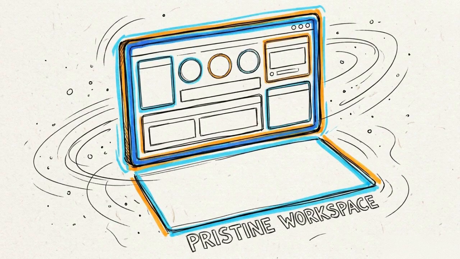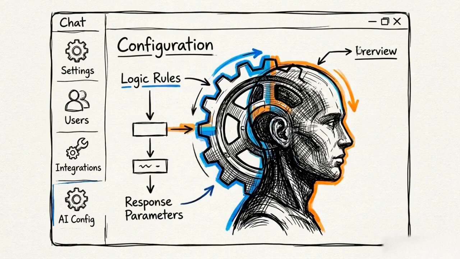Step 1. Open a completely clean, new chat interface. We need a blank slate so past conversations don't interfere. Now write the initial pull prompt. Command the AI to act as an engineer. Instruct it to interview you, learning your exact communication style.